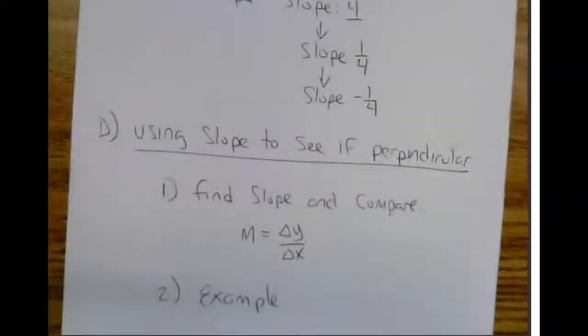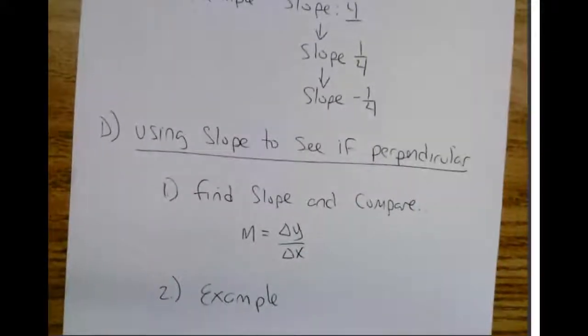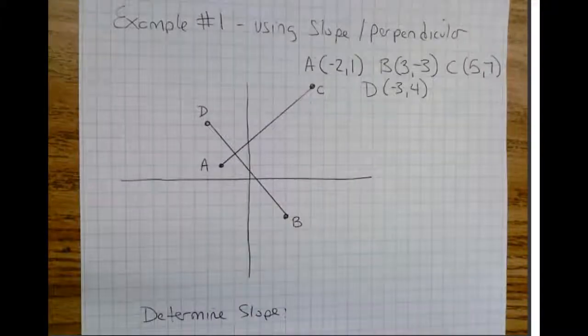And you can use that to help you figure out the equation for a line. And if you want to know if lines are perpendicular or not, you can compare the slopes if you have points and see if they are. And let me see if I can show you an example of that. So here's an example of this.